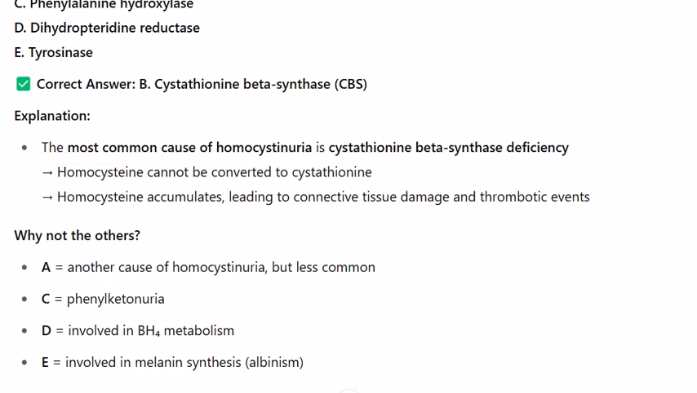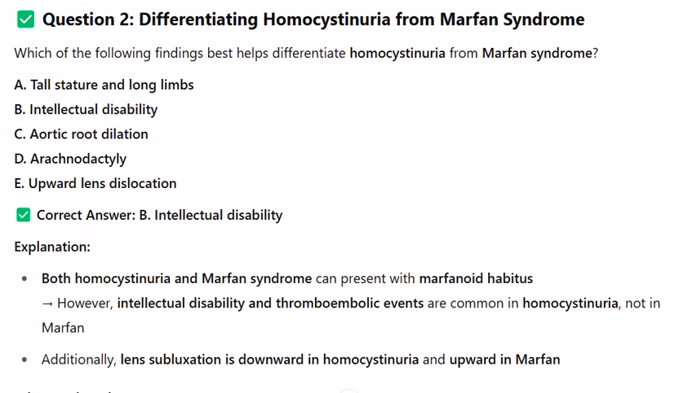Question 2. Differentiating homocystinuria from Marfan syndrome. Which of the following findings best helps differentiate homocystinuria from Marfan syndrome? A, tall stature and long limbs. B, intellectual disability. C, aortic root dilation. D, arachnodactyly. E, upward lens dislocation.